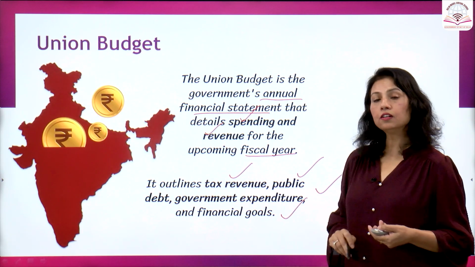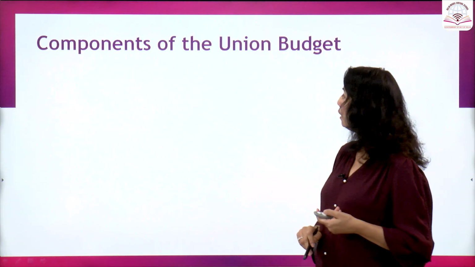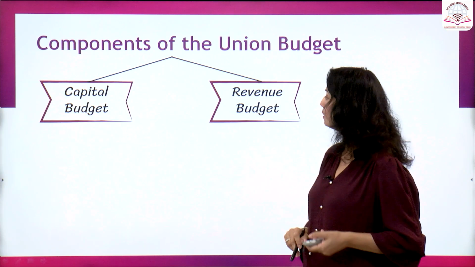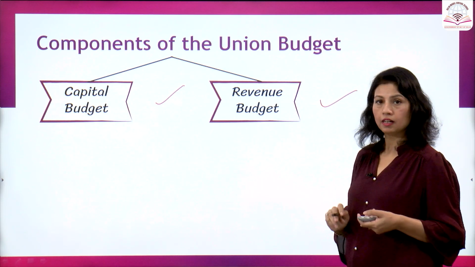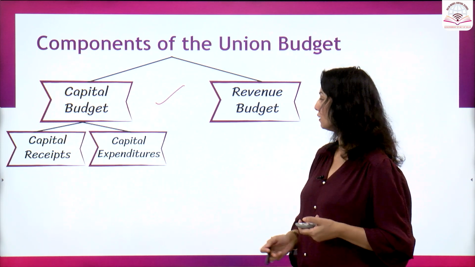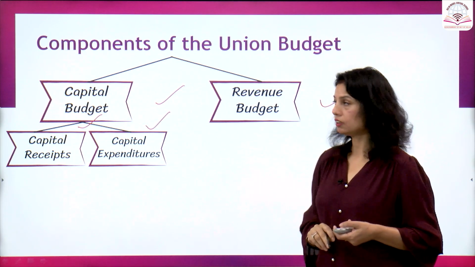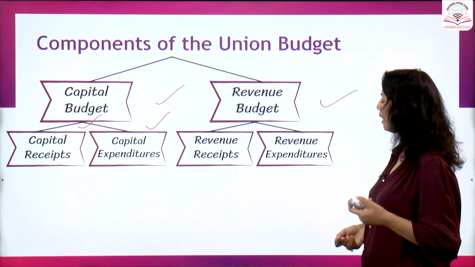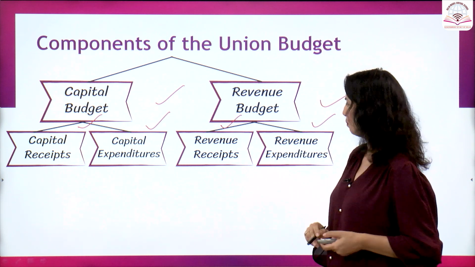Now let's take a look at the components of union budget. Union budget has two components, capital budget and revenue budget. Capital budget has two parts, capital receipts and capital expenditure. Likewise, revenue budget has two parts, revenue receipts and revenue expenditure.